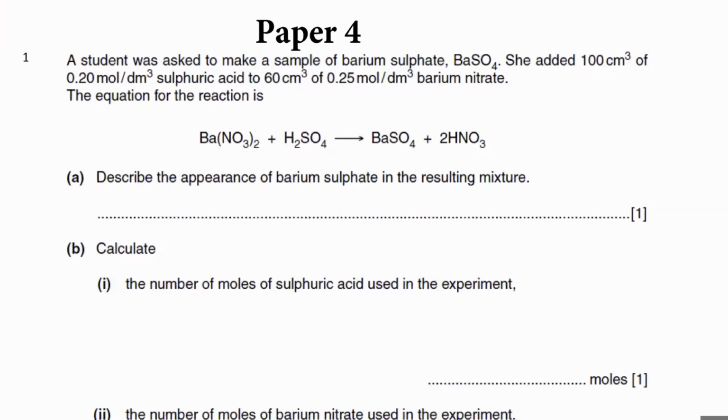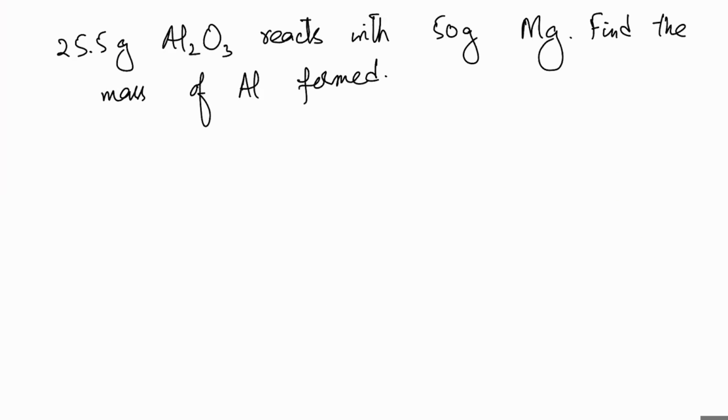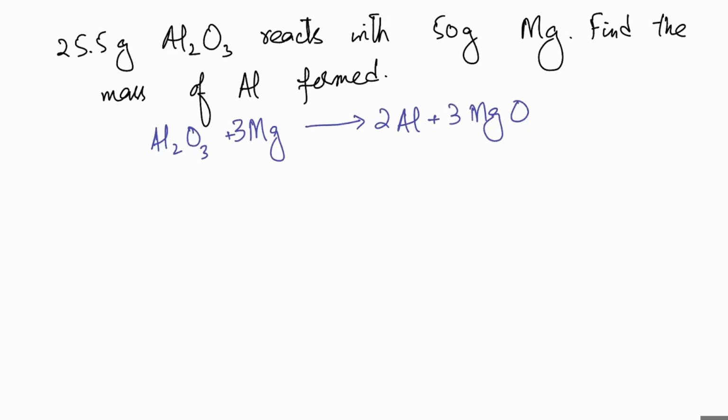Okay, here I have a question. First of all, how do you know this is a question of limiting reactant? Because they have given us information of this as well as this. It's a pretty straightforward question. So let's solve it. First we have to make the equation. So Al2O3 reacts with magnesium, produces Al plus MgO. Let's balance it. Okay, so we want to figure out the mass of aluminum formed.